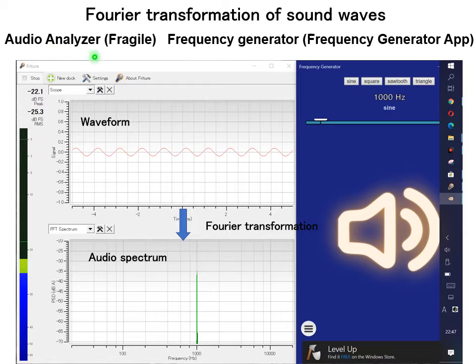A frequency generator is a software that allows a speaker to produce a sound with a specific frequency. The audio analyzer shows the waveform of the sound input from the microphone at the top of the screen and the frequency obtained by Fourier transforming the waveform at the bottom of the screen.